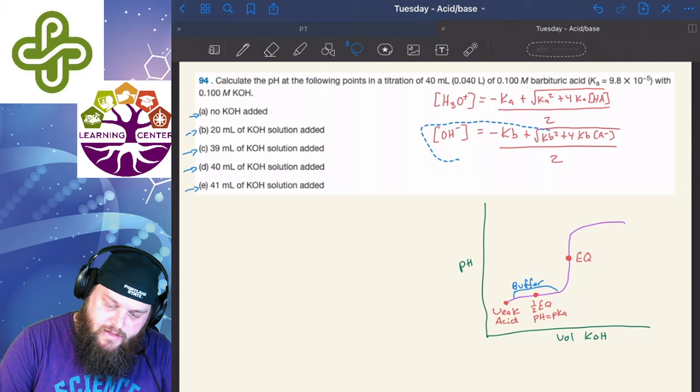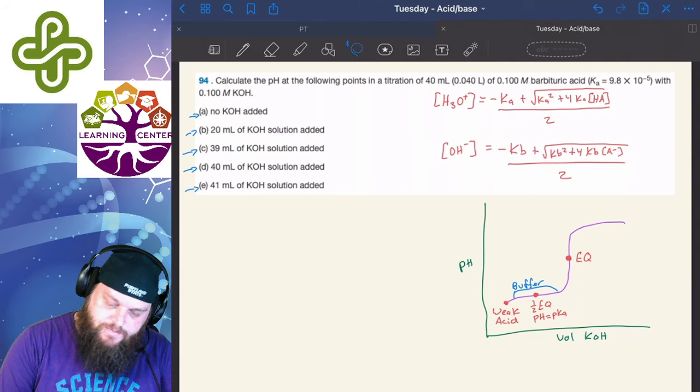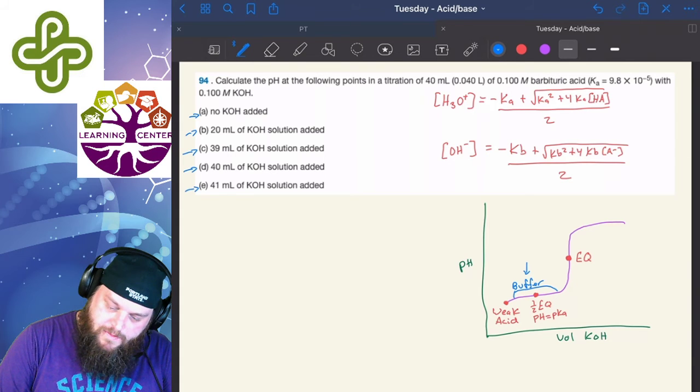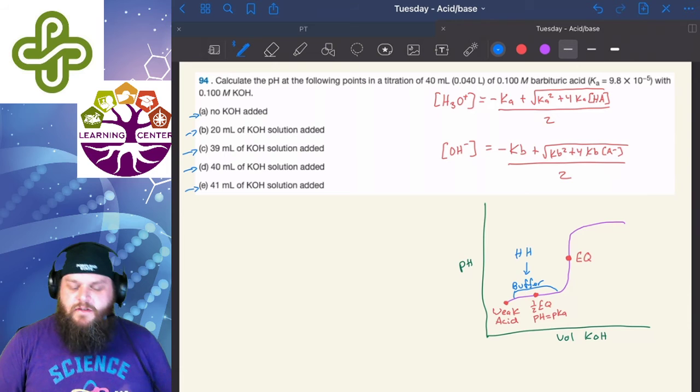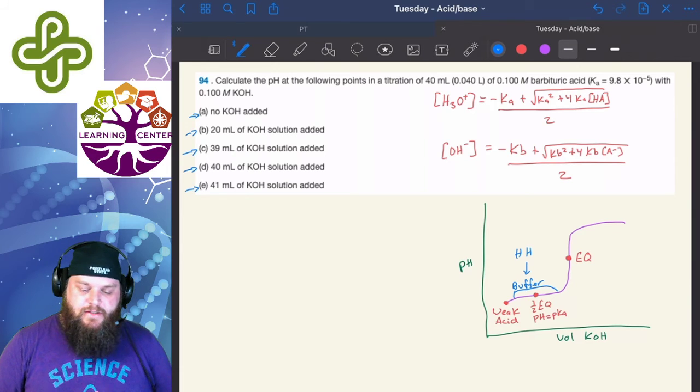I'll lower this down just a little bit. I should mention anywhere in this buffer, it's the Henderson-Hasselbalch equation we want to use. There's a few exceptions to that, but we're not going to get into it in this class.